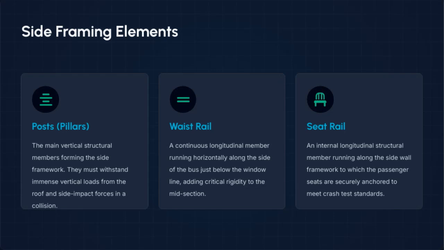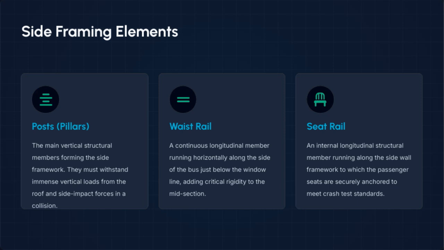Now, let's take a closer look at the side framing elements of the bus. First, we have the side framing members, which are internal longitudinal structural components running along the side wall framework. These are crucial because they provide a secure anchor point for the passenger seats, ensuring they meet crash test standards and keep passengers safe in the event of an accident.